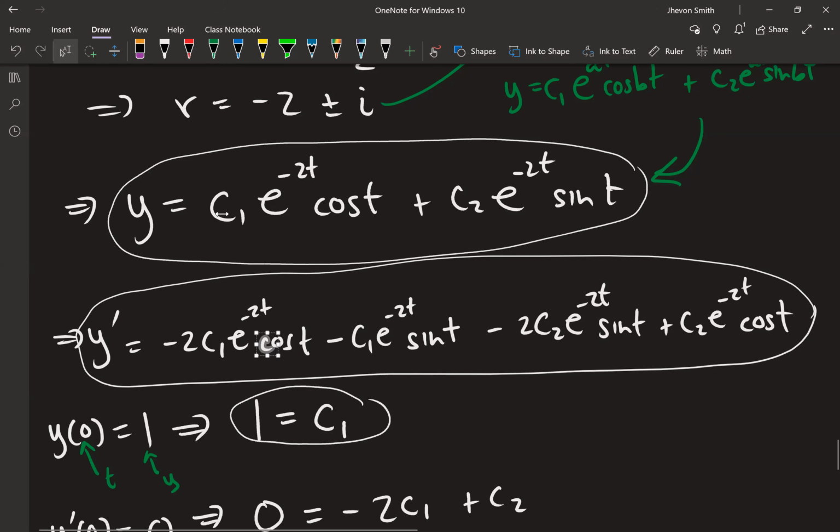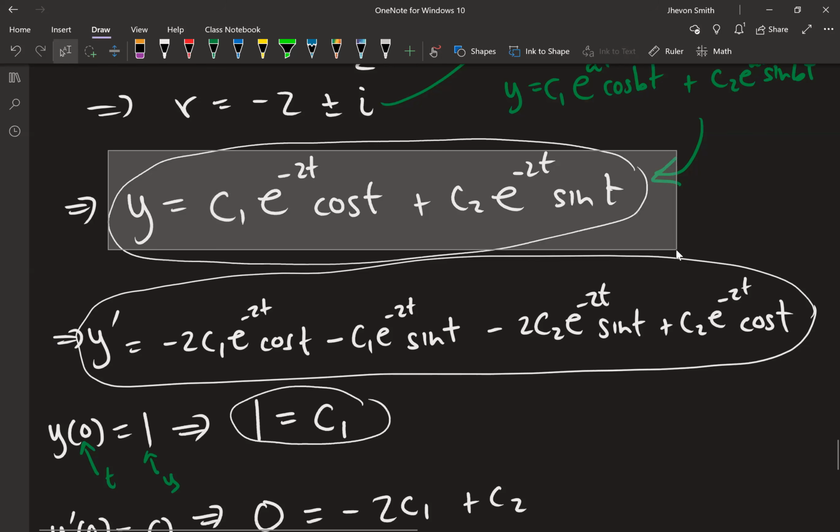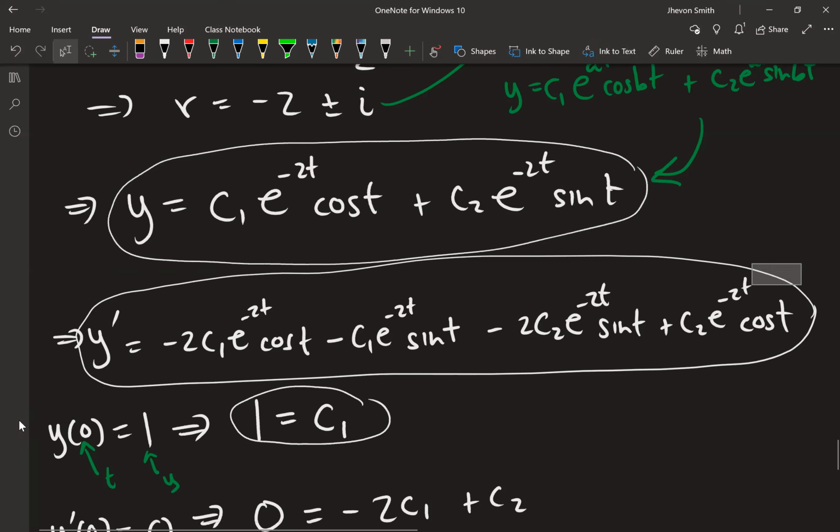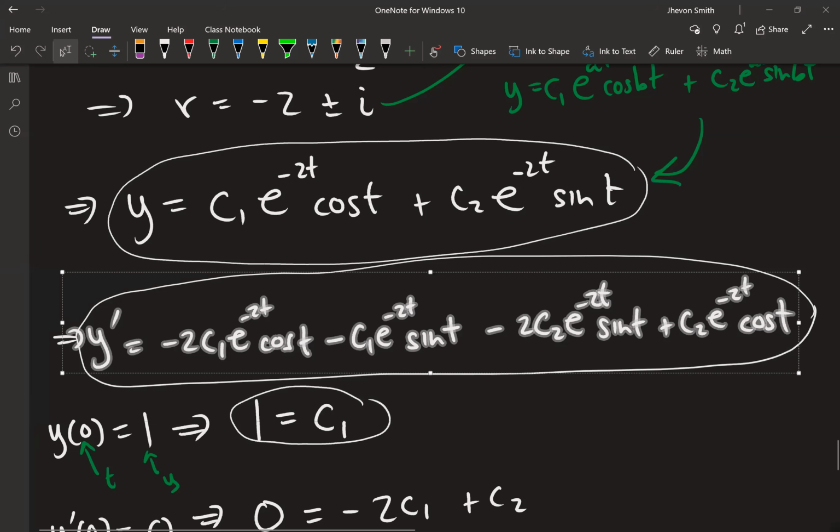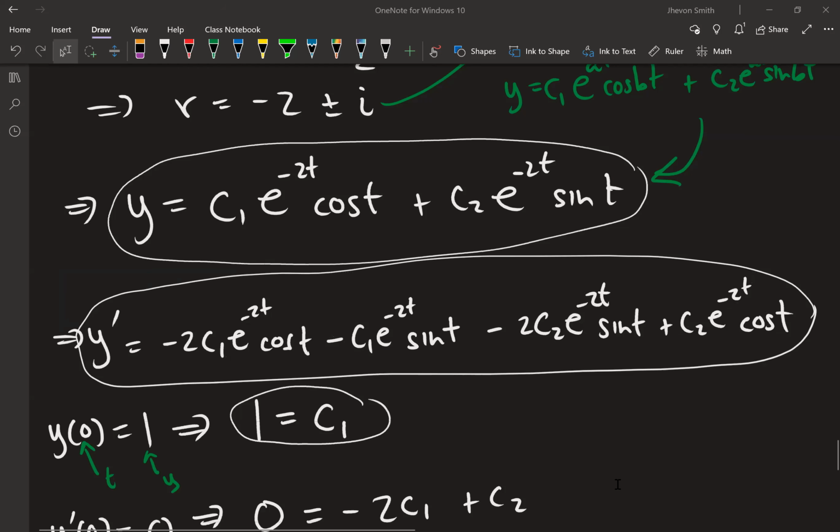For y prime of t, I just differentiated the y. This is y right here, differentiated. That gives you y prime. Is it something between these two steps that's confusing you?